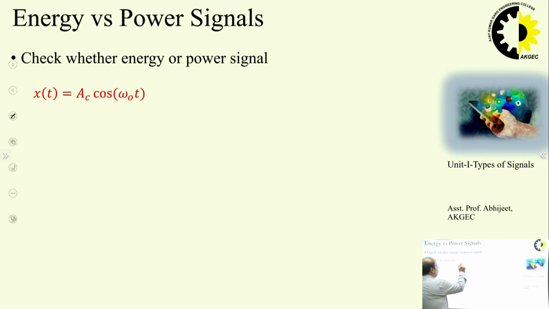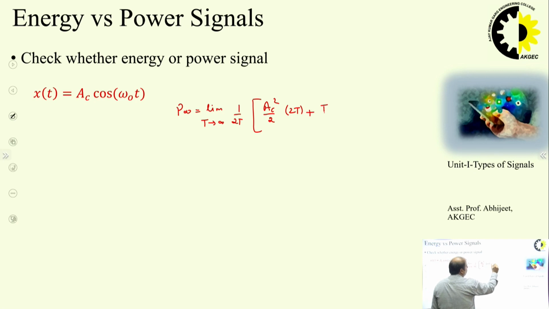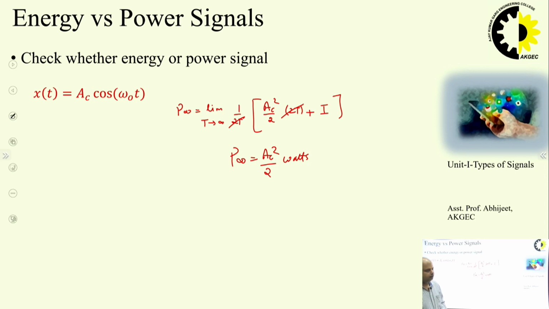So now we can evaluate P infinity, which has a formulation of limit T tends to infinity of 1 upon 2T times the remaining part we have evaluated, A C square by 2 times 2T plus I, which is a finite value. If I divide I by 2T and put the limit T tends to infinity, this is finite by infinity. The second term vanishes, the first term remains, and there is no component of T also. So I'll get P infinity of A C square by 2, which is the power content of the signal. The signal is periodic, so the signal is a power signal. It is very simple. Also, for a similar looking A C sine omega naught t, you can understand it will also be a power signal.